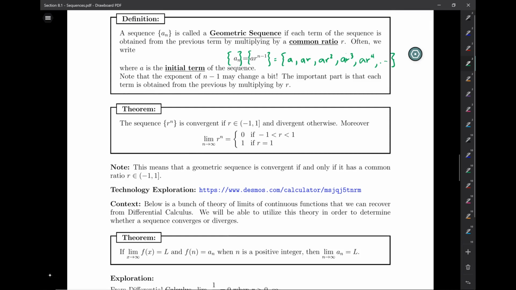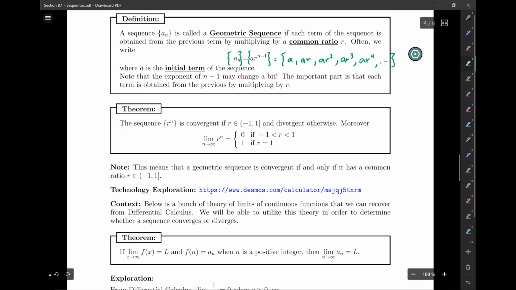So essentially, if r is between -1 and 1, then we're going to see the sequence converge. And it's going to converge to 0. Well, let's look at the specific example. So let's talk about why first. If r is between -1 and 1, then what we're going to see is exponential decay. The terms of the sequence are going to approach 0.